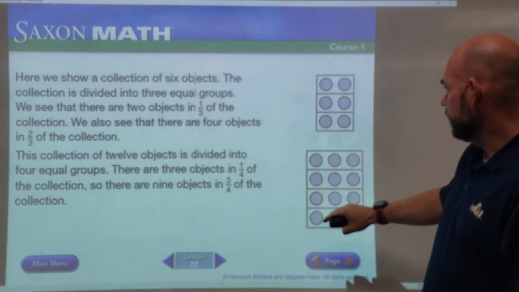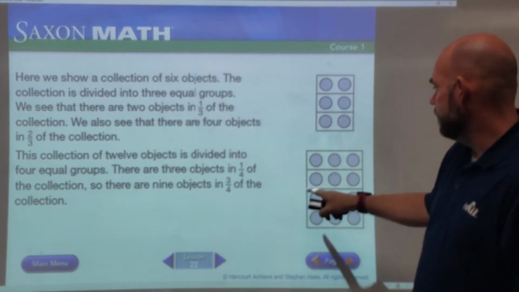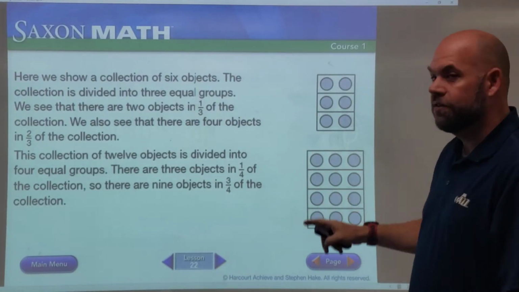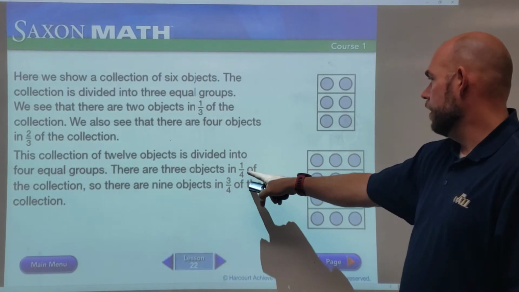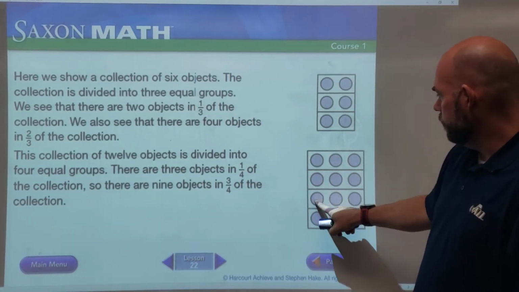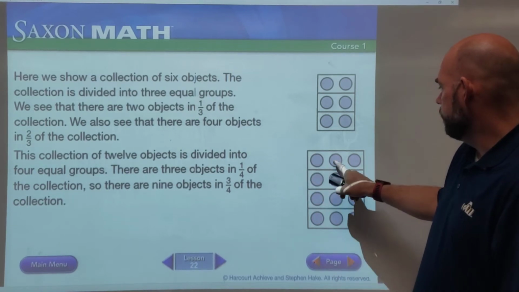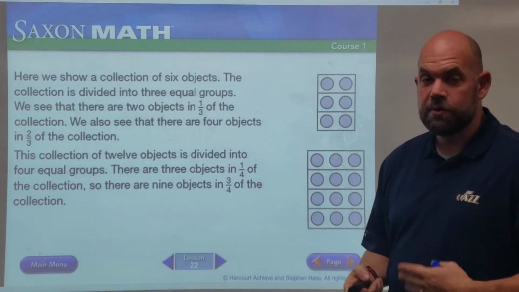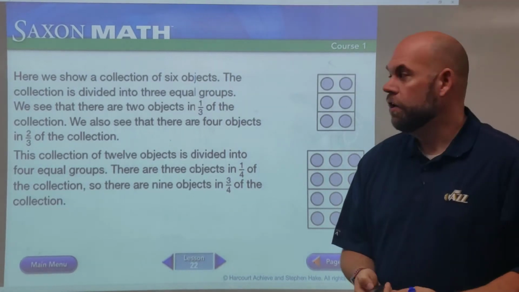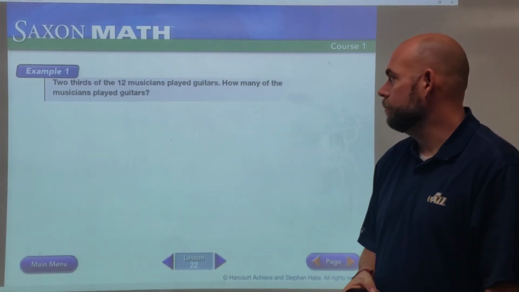Down here, we've got a collection of 12 objects divided into 4 equal groups, and there are 3 objects in each of those groups. So if there are 3 objects in 1/4, we can count to see how many are in 3/4. 1, 2, 3. So we just count 1, 2, 3, 4, 5, 6, 7, 8, 9, and we see that there are 9 objects in 3/4 of the collection. So let's put this now into some problems.